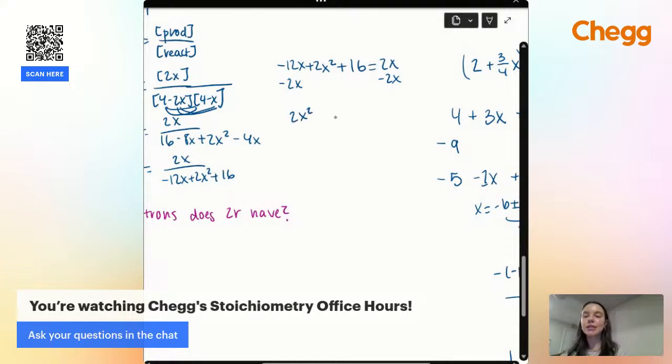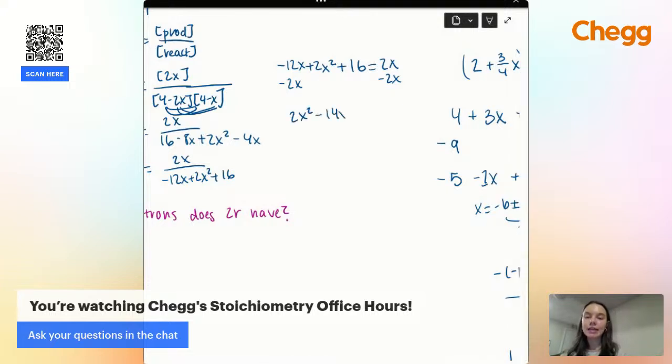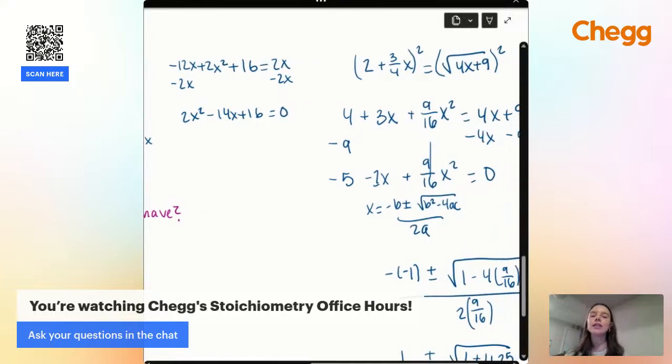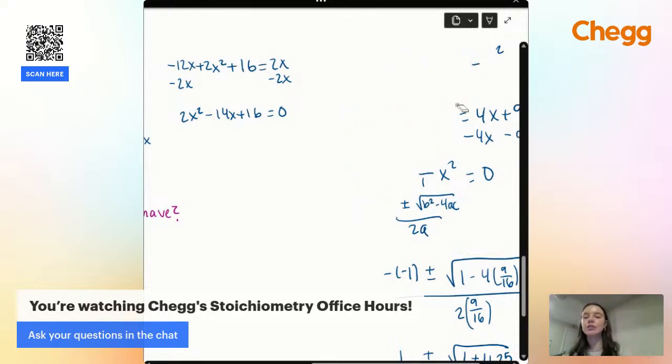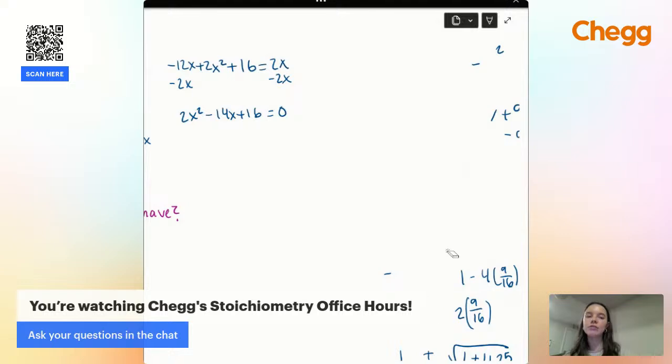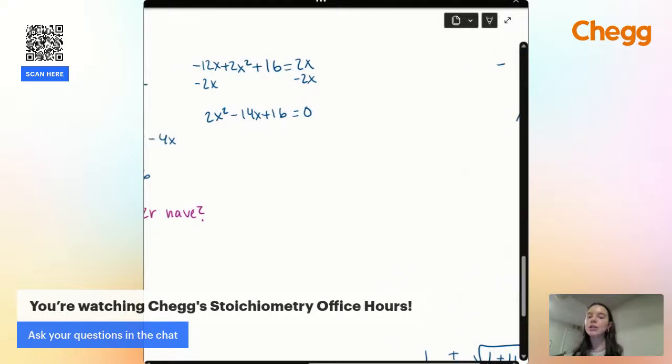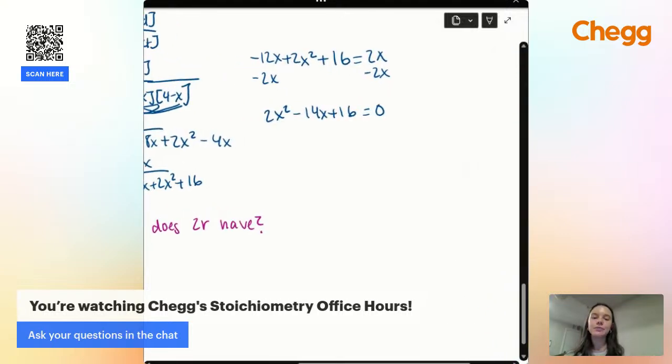We're going to get 2x squared minus 14x plus 16 equals 0. And now it should be looking familiar. We have it in the perfect setup for the quadratic formula. I'm going to erase this real quick so we just have some space to solve. Now we want to use the quadratic formula.